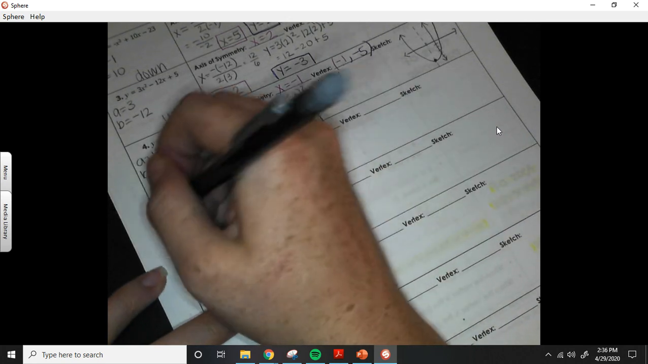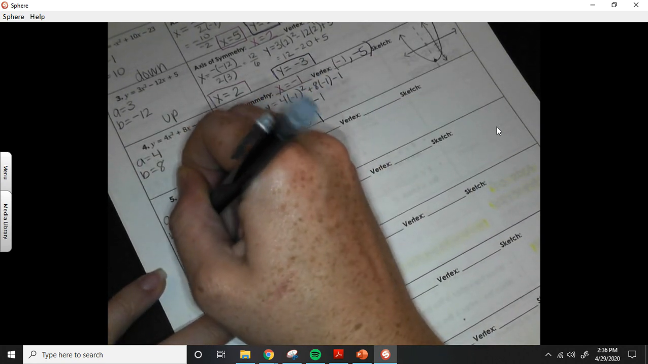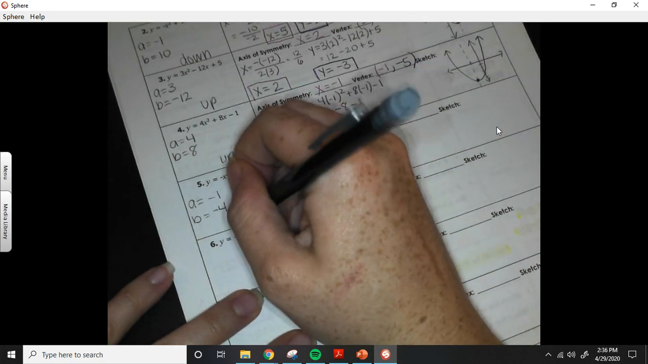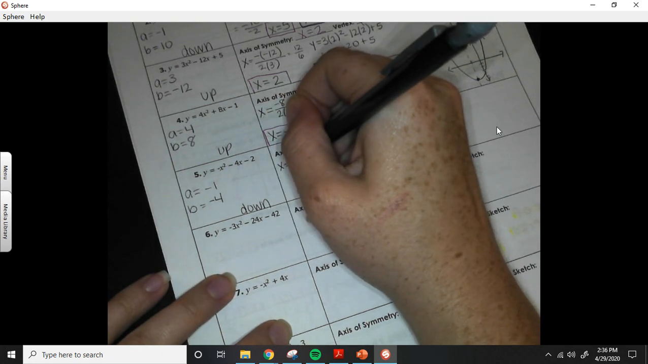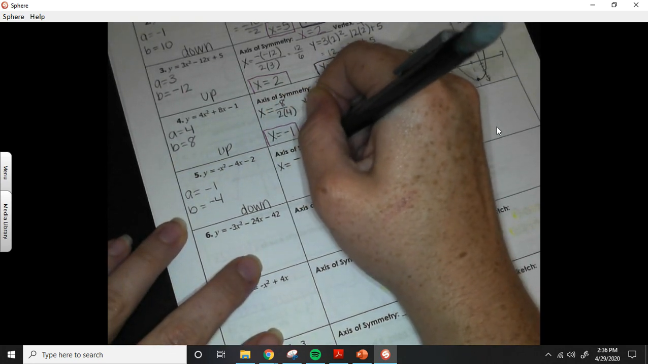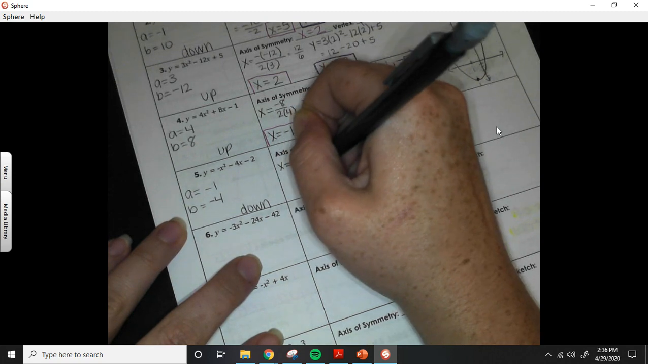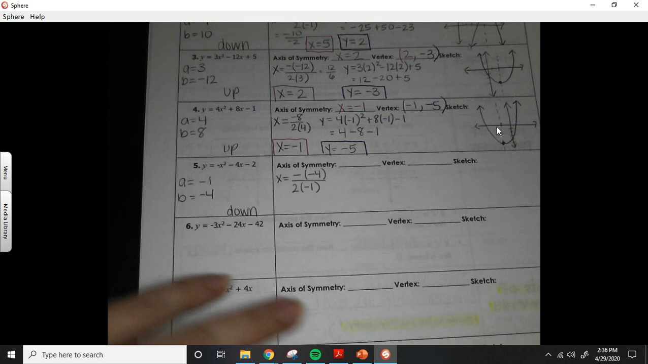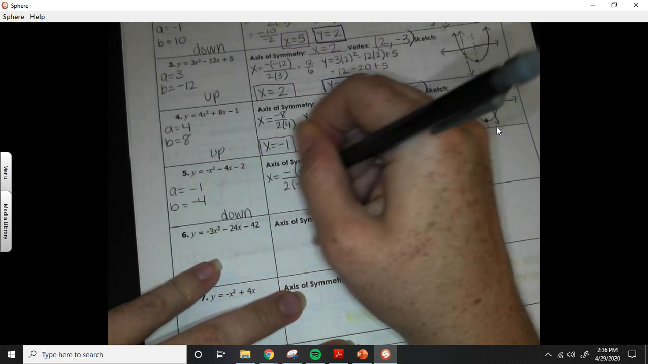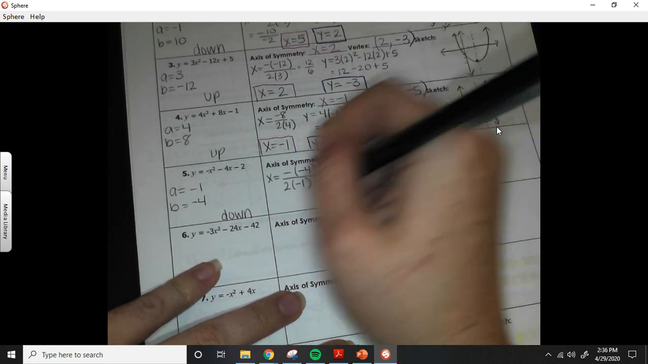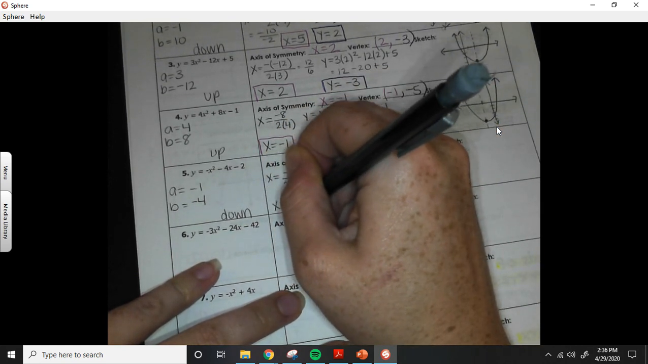So number 5, we're going to do the same thing. A equals negative 1, B equals negative 4. This is opening down because A is negative. So x equals negative b over 2a. So now we've got two negative values. Negative negative 4 becomes a positive 4. 2 times negative 1 is negative 2, so that means x is equal to negative 2.